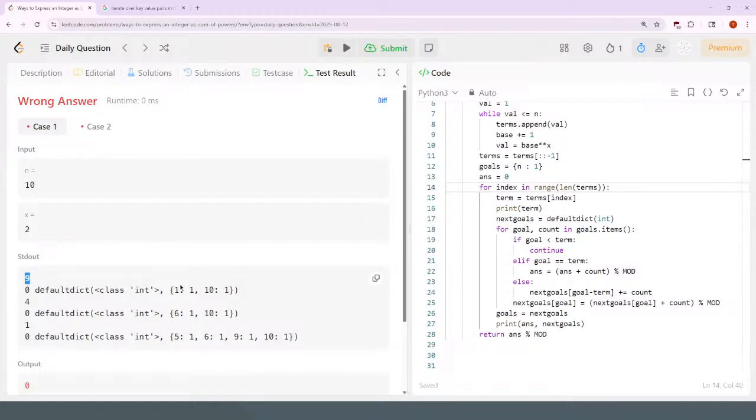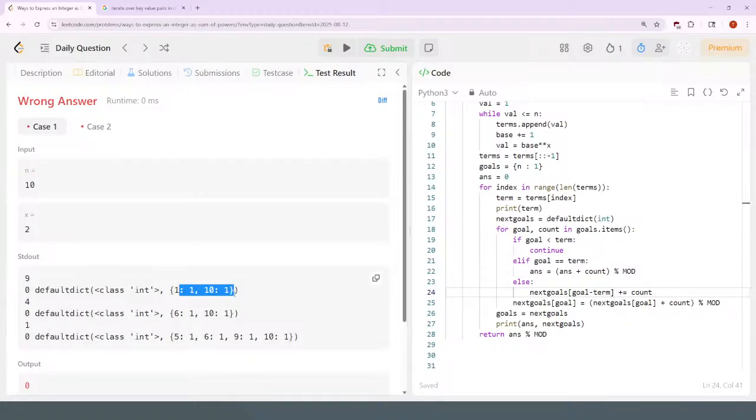Okay, so the term is 9. The goal currently should be 10. So 10, 1. If 10 is less than 9, okay, I think this is wrong. Let me think: if the term is bigger than the goal. No, this is false. So this is right. And it's not equal. So yeah, okay.